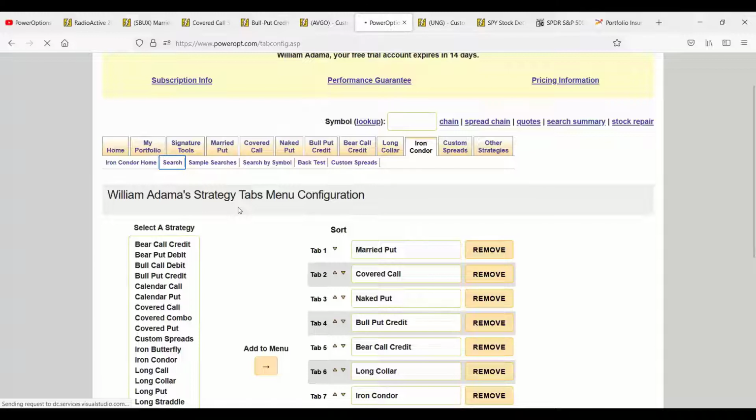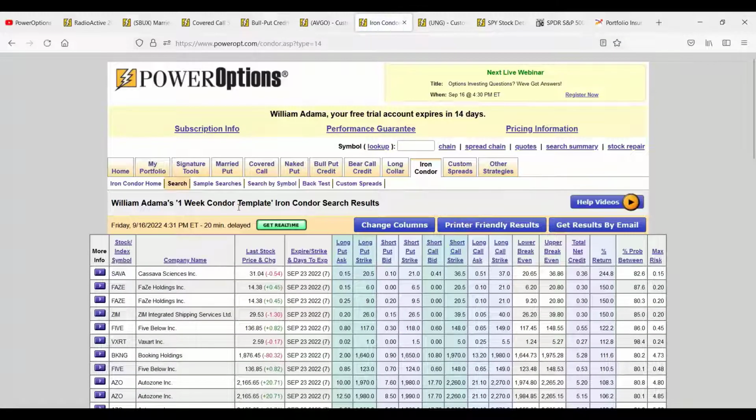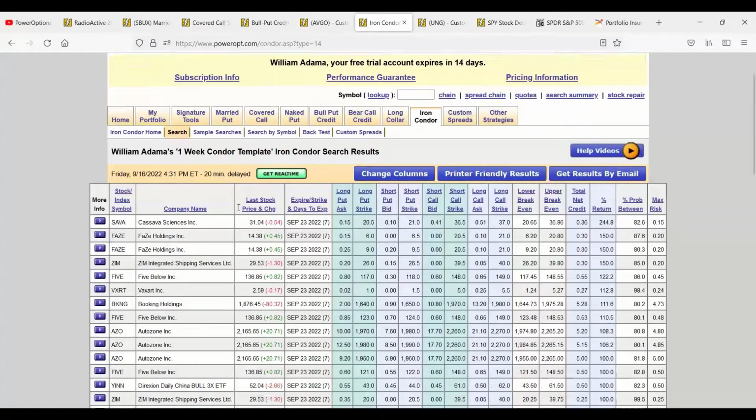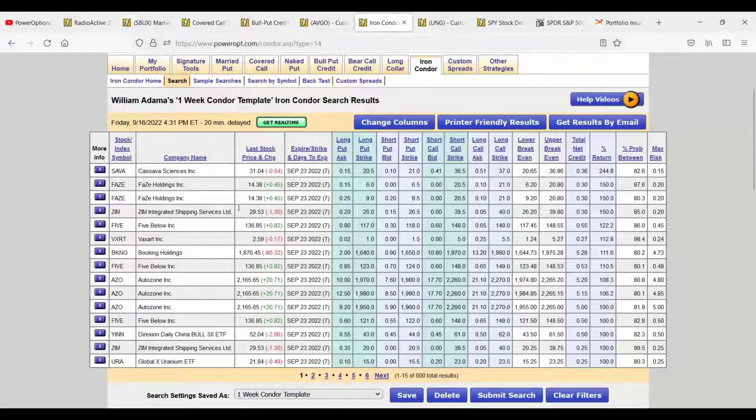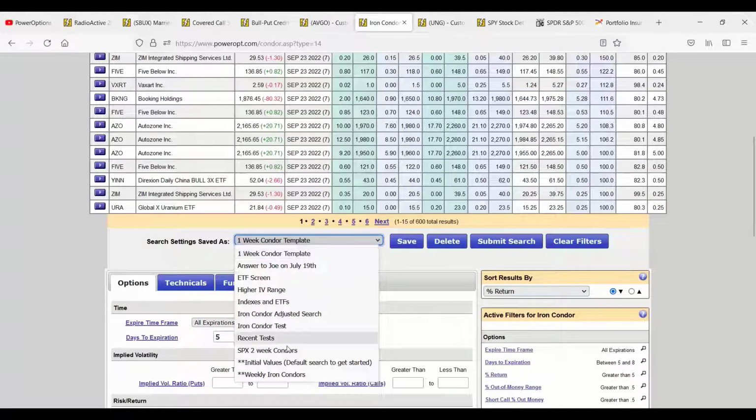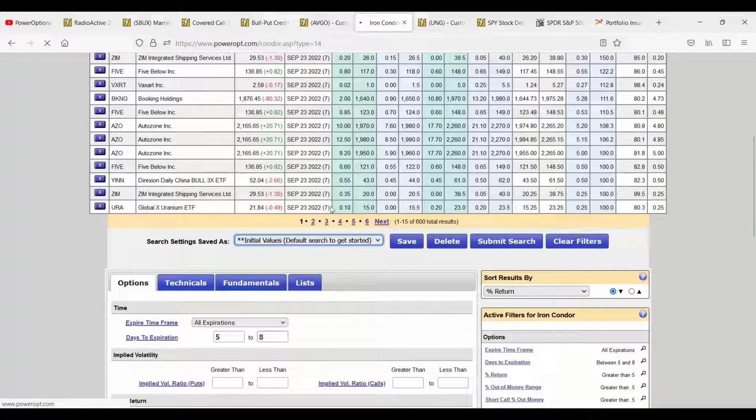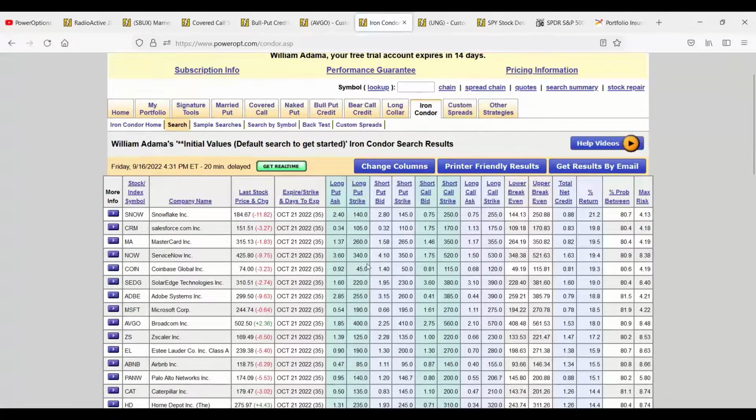What is an Iron Condor? Well, it's a combination of a bull put credit spread out of the money and a bear call credit spread on the same stock. So instead of being directional, you're trying to be completely neutral as possible. I'm just going to go with our initial default values. This was a search we did during a webinar, and I don't like those results. There's not enough volume or activity there. I didn't like those positions.